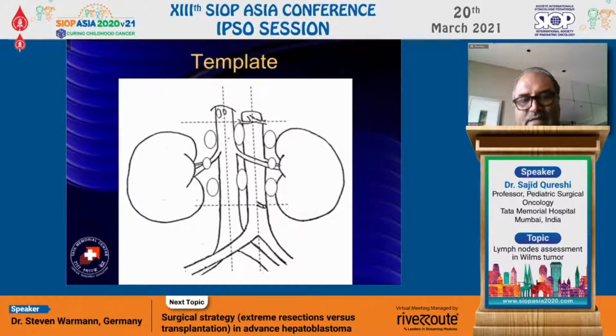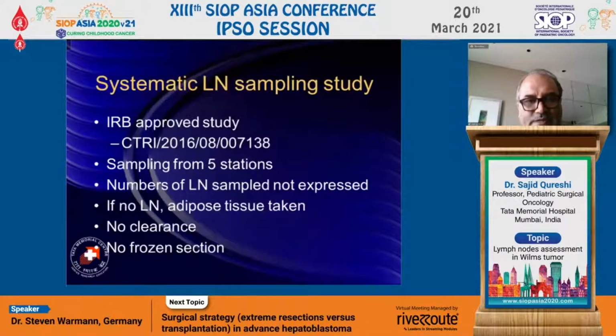And for the left side, we harvested the para-aortic and the interaortic caval. So five-station lymph nodes were sampled from two sides. So we did this study, which was an IRB approved study, and we sampled lymph nodes from five stations. The number of lymph nodes to be sampled was not specified, but each station should be sampled.